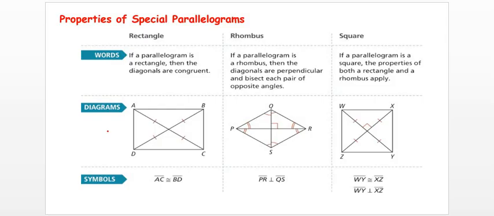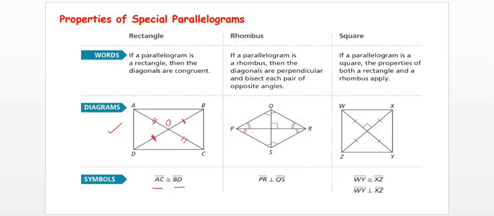So if you look at this rectangle ABCD, the other thing is that when the diagonals intersect each other, the diagonals get bisected. So let's say if this point is O, then DO will be congruent to OB. That means this part will be equal to this one, and similarly AO will be equal to OC. So this part will become equal to this one. Clear?